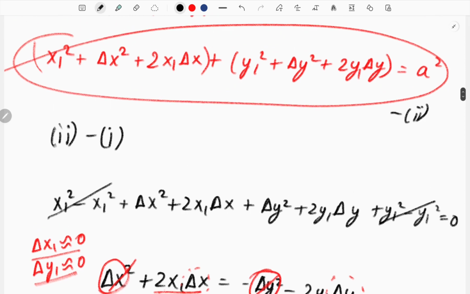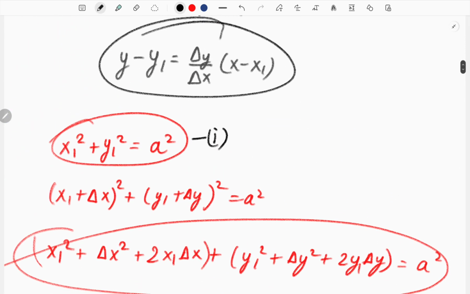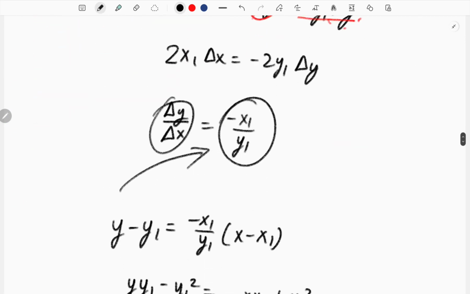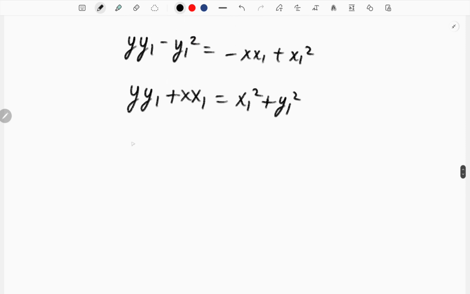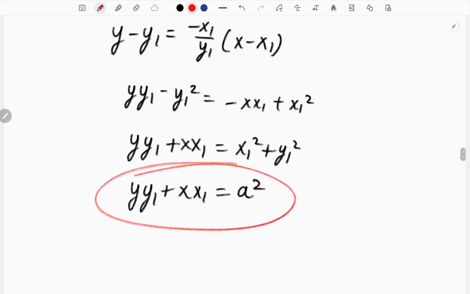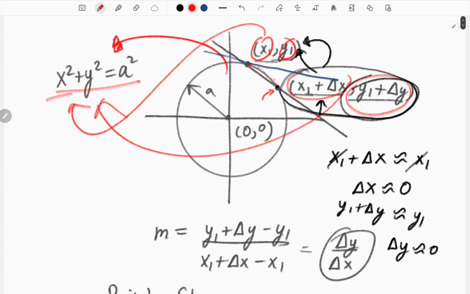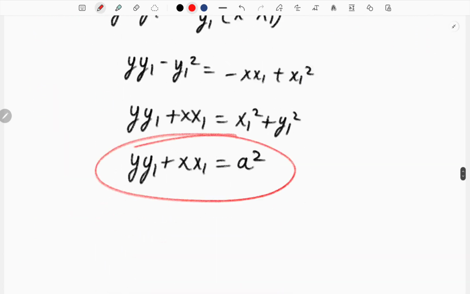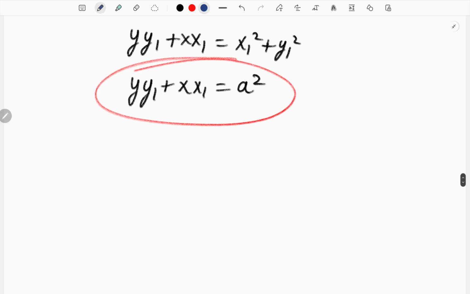Now if we go back, we know that x1 squared plus y1 squared is just a squared. So let's replace this by a squared. y y1 plus x x1 is equal to a squared, and there we go, the equation of a tangent to this circle at this point. That's the equation of the tangent.